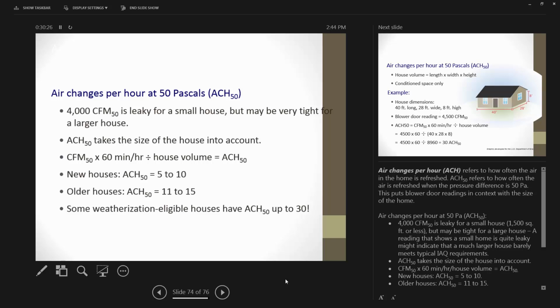I would tell you this slide is a little older, so new houses are looking at air changes per hour at 50 of 5 to 10. Minimum code is 4 at this point for the state of Montana. So new houses are, I would say, usually between 2 and 4 at this point. Older houses are 11 to 15, where it says up to 30. Yeah, some older houses that you'll go into, again, you can't even get pressure because their air change per hour is so significant.